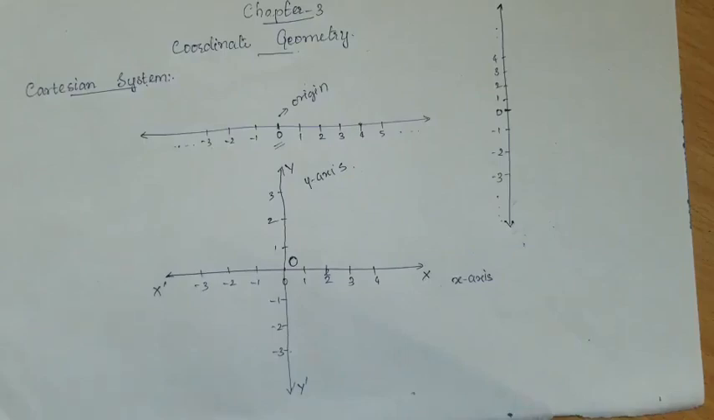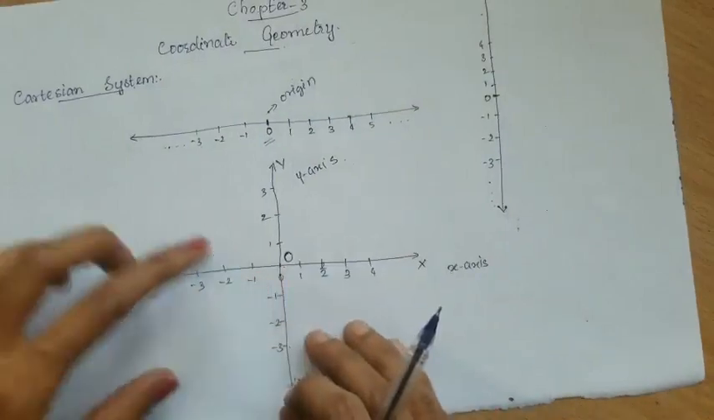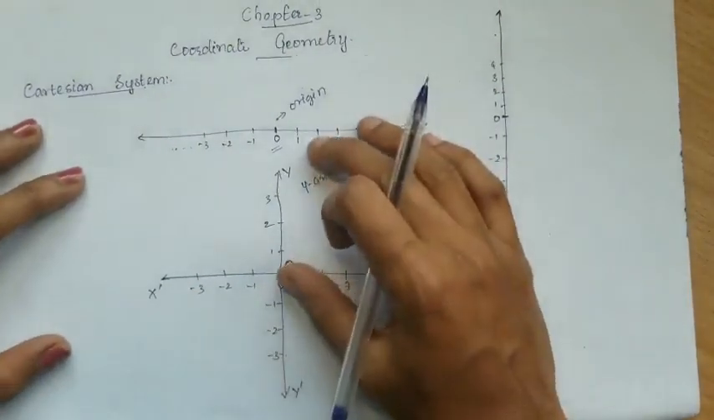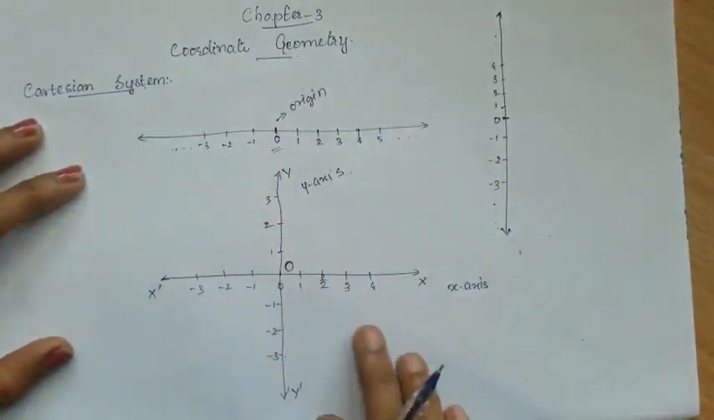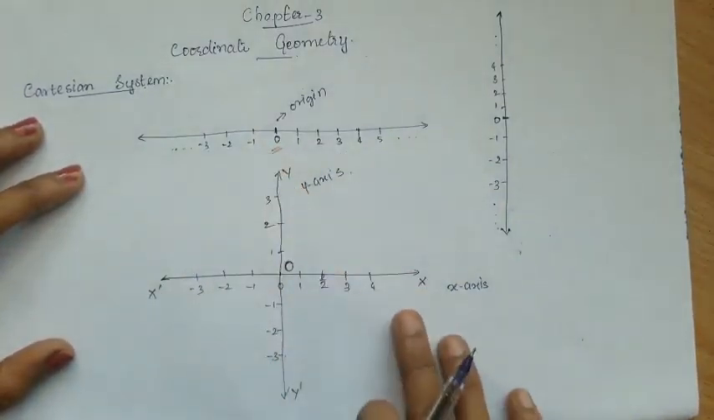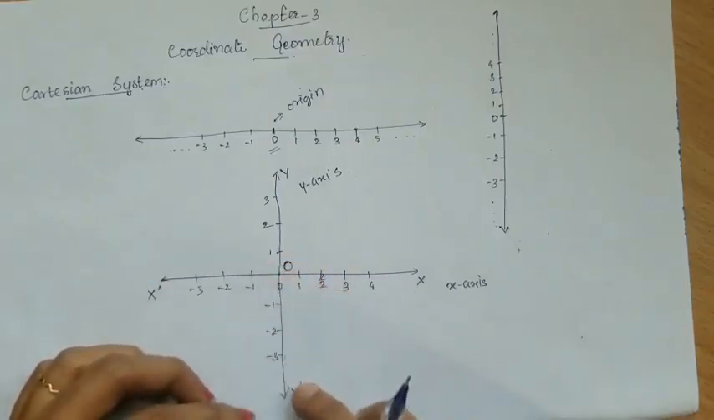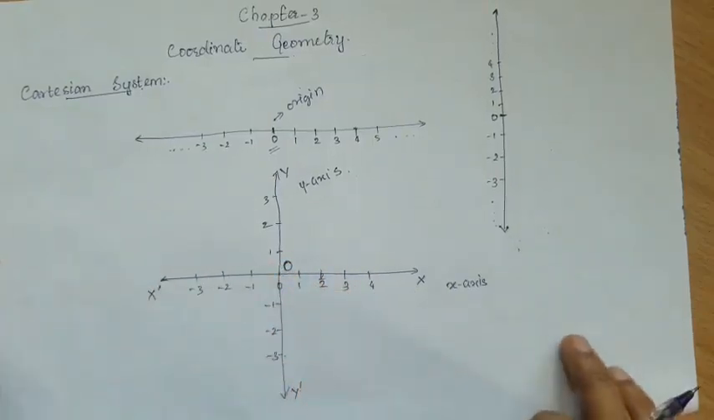Here where we have the positive numbers in OX and OY, isn't it? In OX and OY we have positive numbers. So these two are called positive directions. OX and OY are positive direction. Similarly, OX dash and OY dash are called negative directions.